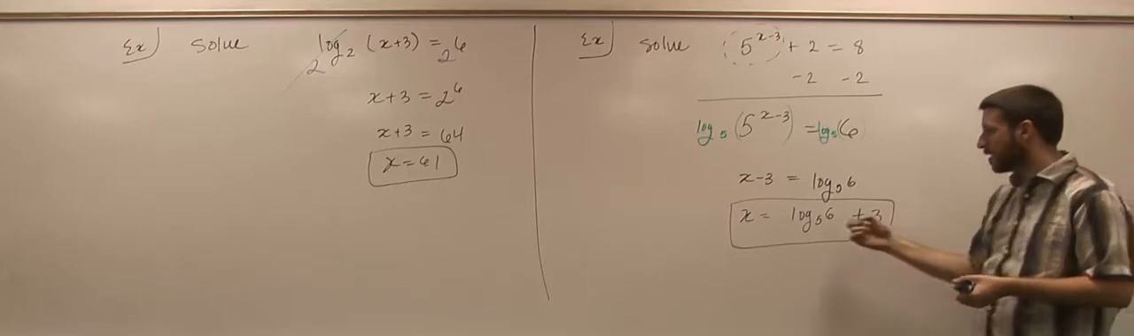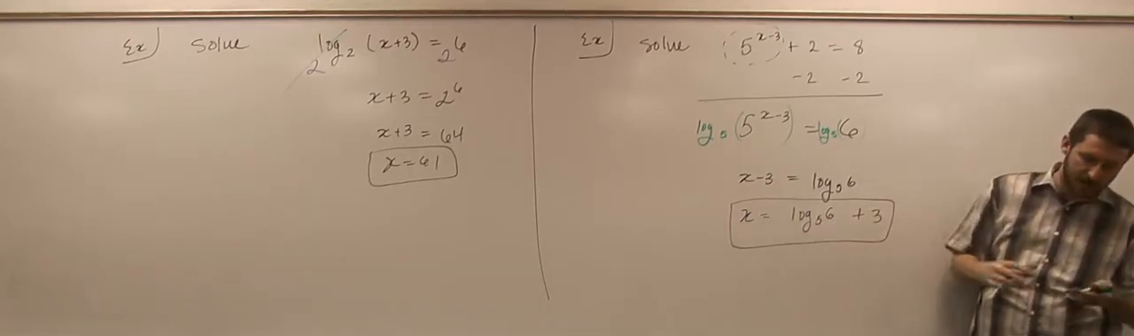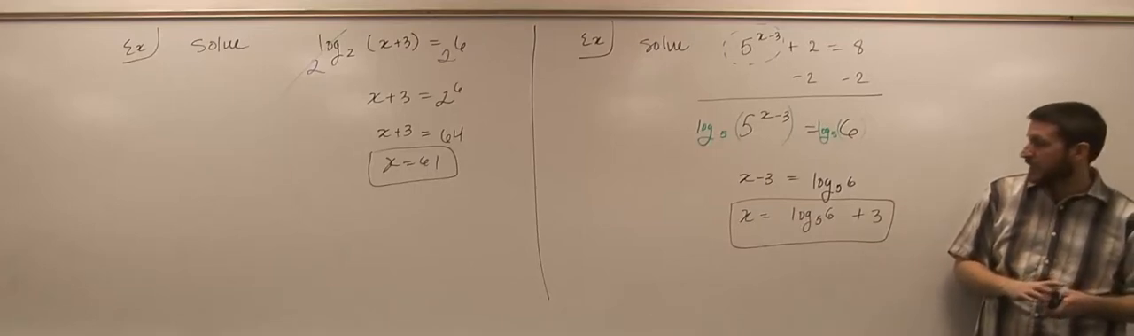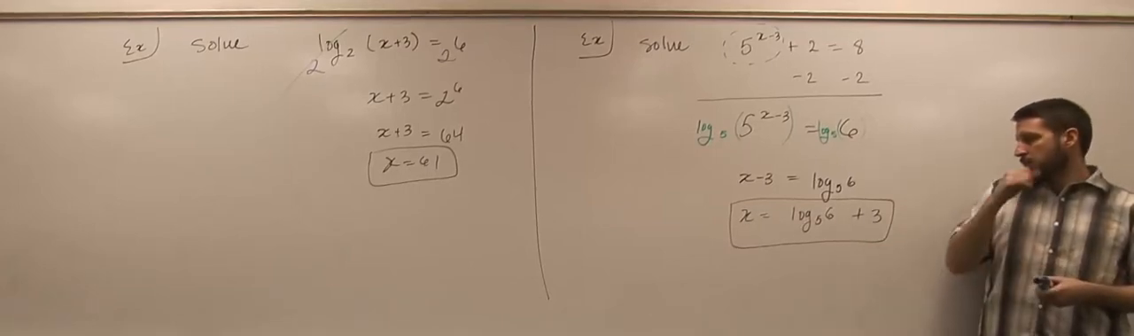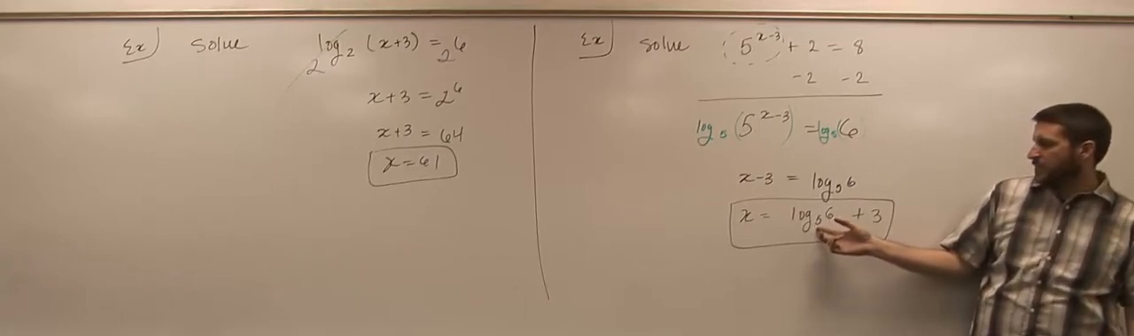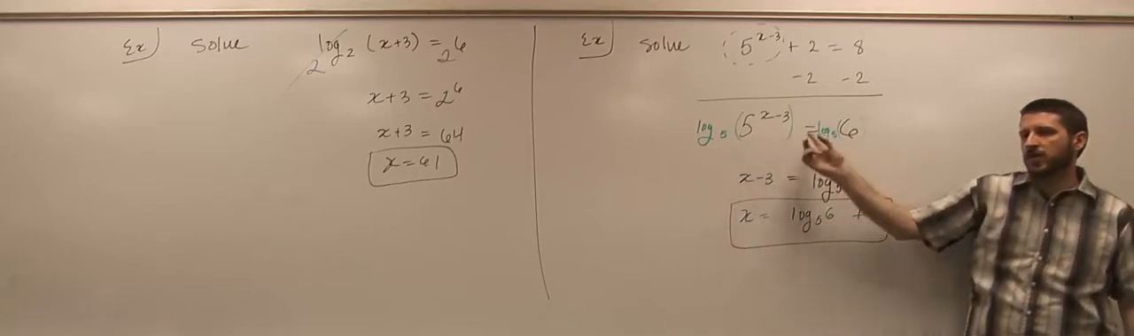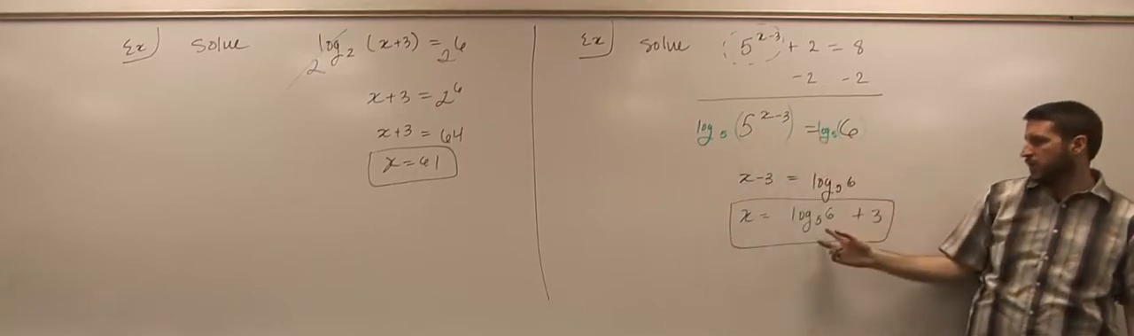Unfortunately, depending on the calculator you have, you might not be able to enter this to get an approximation. Some calculators only have base 10 and base e. So if you have a calculator that doesn't let you use any base, then you either need to go back up here and use natural log, or use your change of base formula.